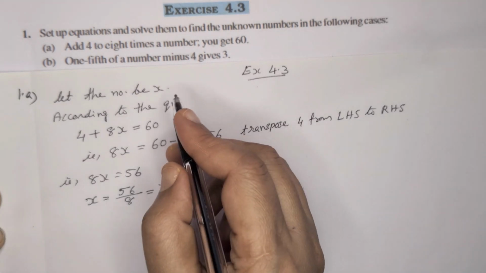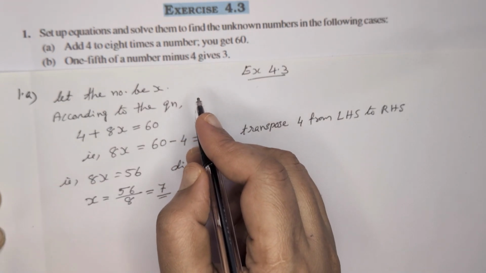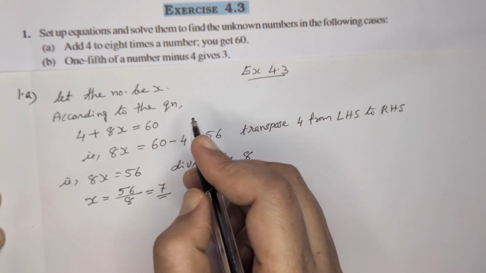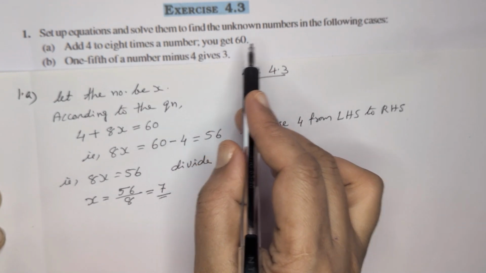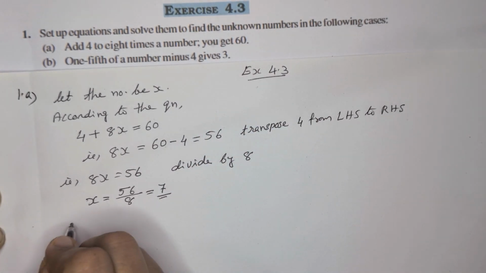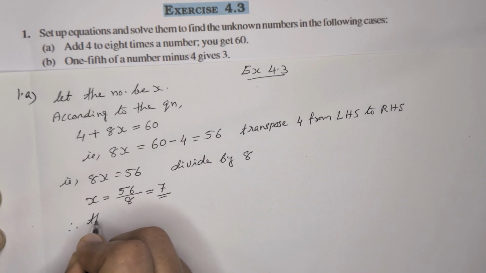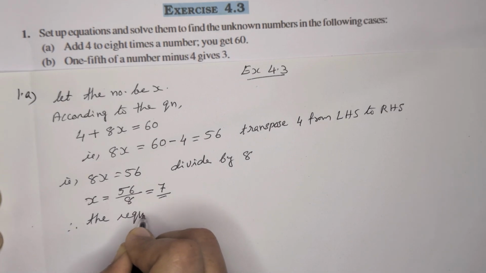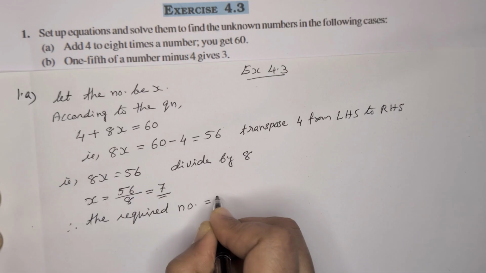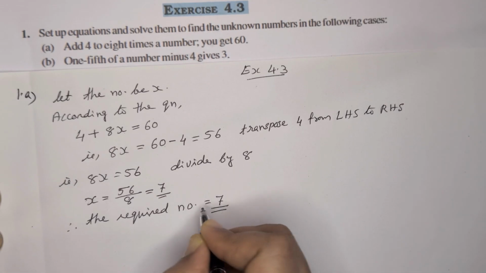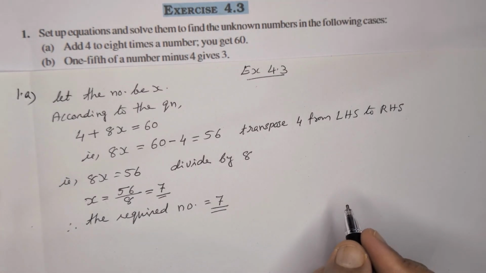Here the question says, find the number. So we have to write finally the number. Form equations and solve them. Find the unknown numbers. Therefore, the required number is equal to 7. Or the required number is 7.